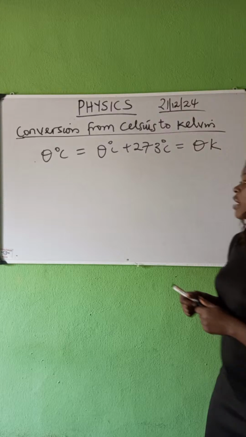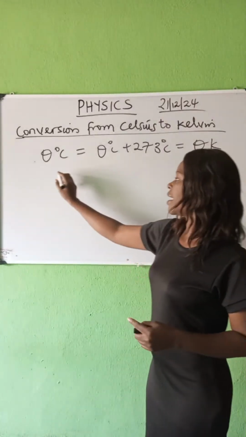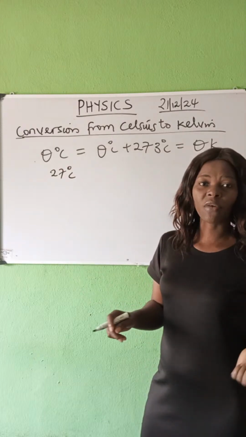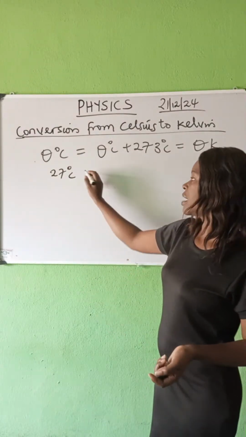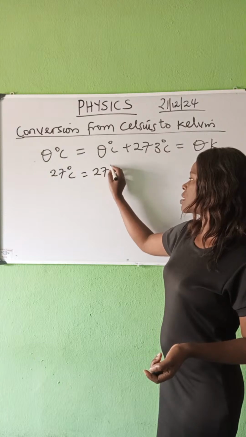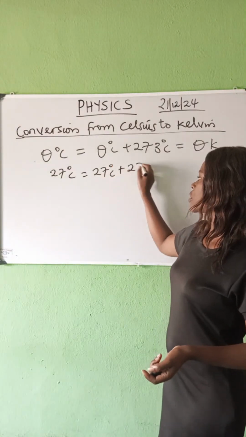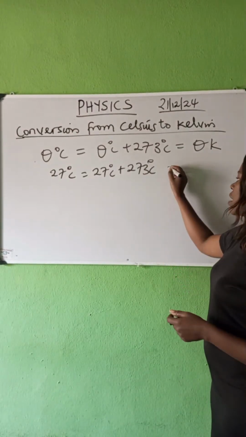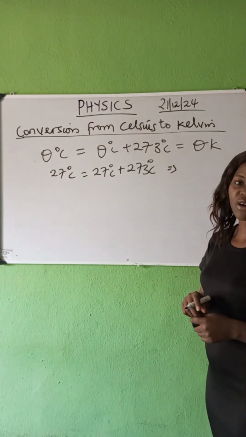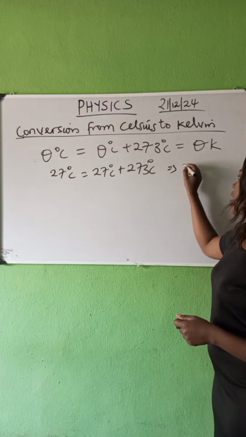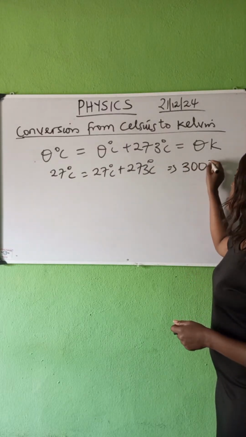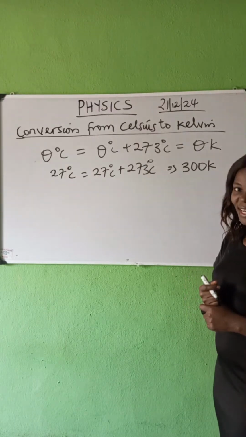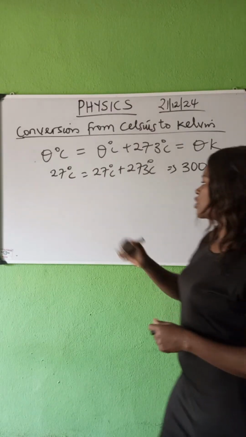Is that clear? All right, so for example, if I have 27 degrees Celsius and I'm asked to convert it to Kelvin, I'm going to say this is 27 degrees Celsius plus 273 degrees Celsius. Is that okay? Then my answer will be in what? Kelvin. And the answer to this question is 300 Kelvin. Is that clear?